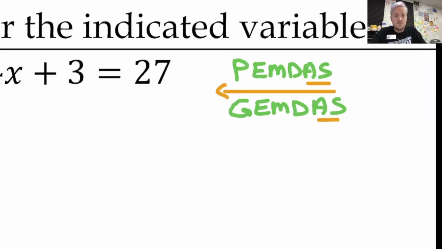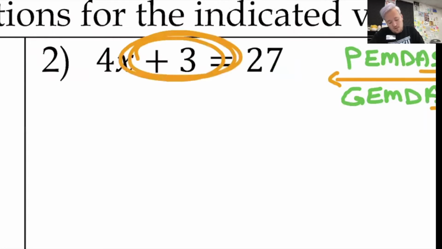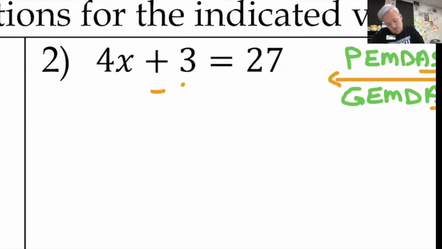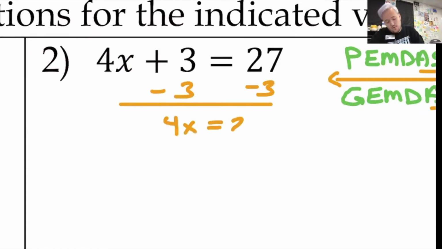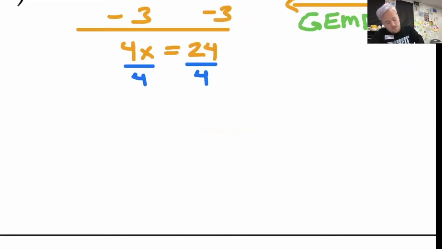All right, so we have to get rid of this addition first. To do that, I'm going to subtract 3. So we're going to have 4x equals 24. And now because I'm doing 4 times x, I want to divide. I want to do the opposite. So when I divide, we're going to have x equals 6.